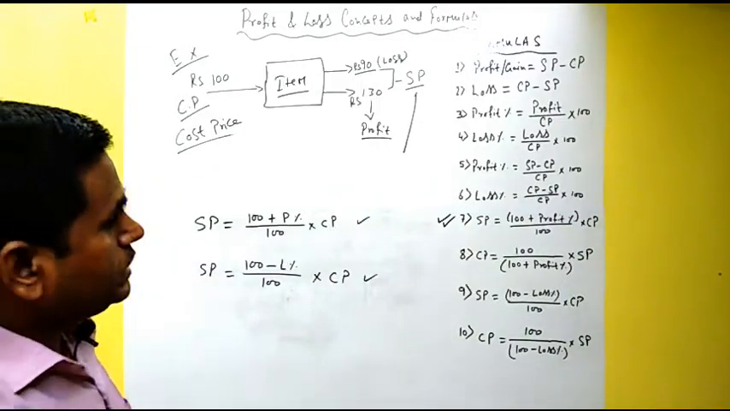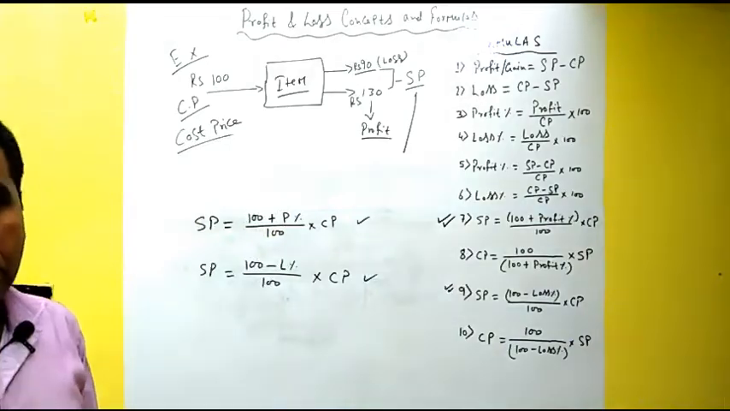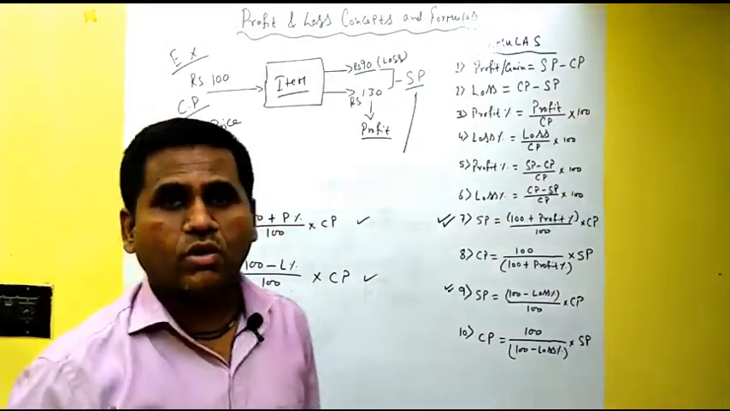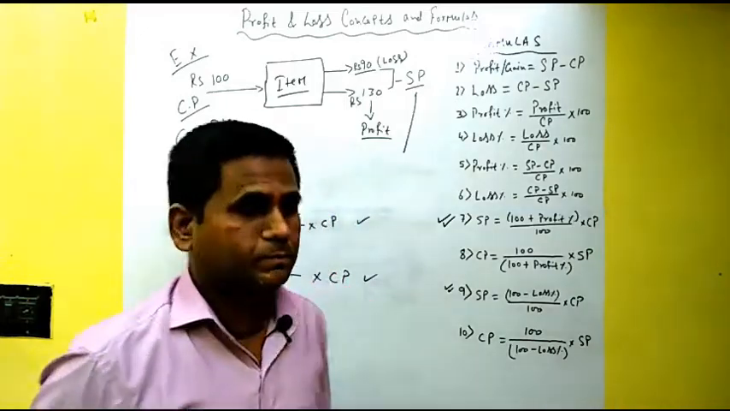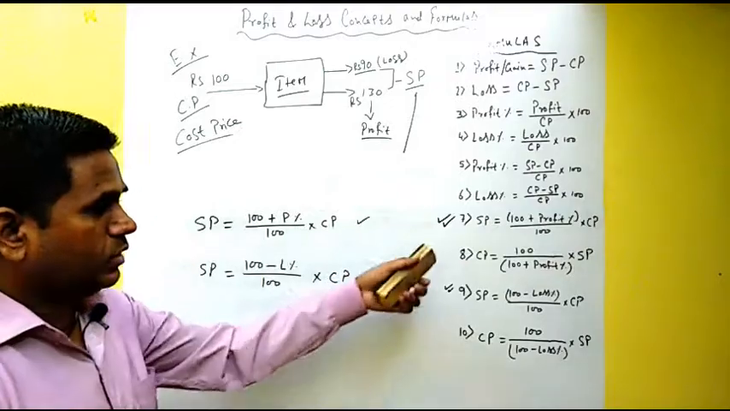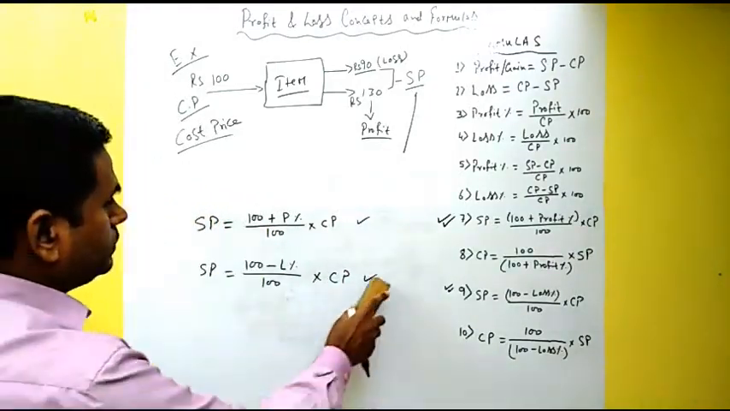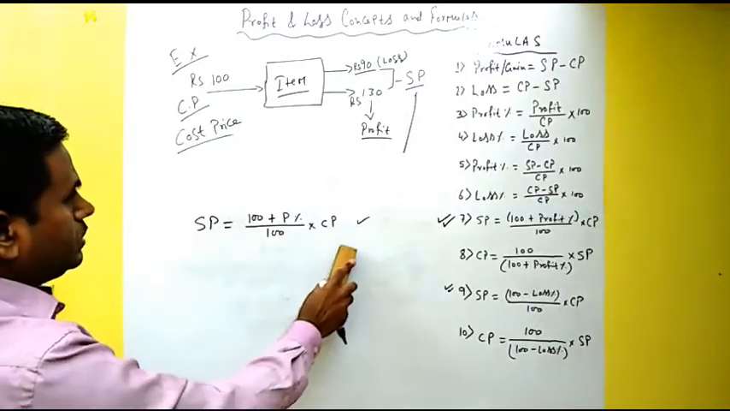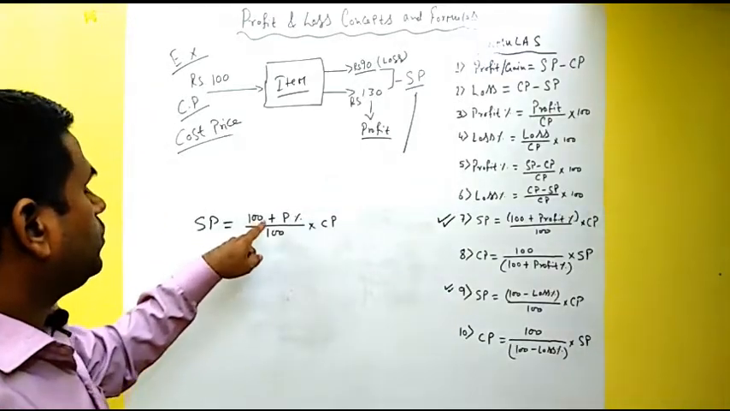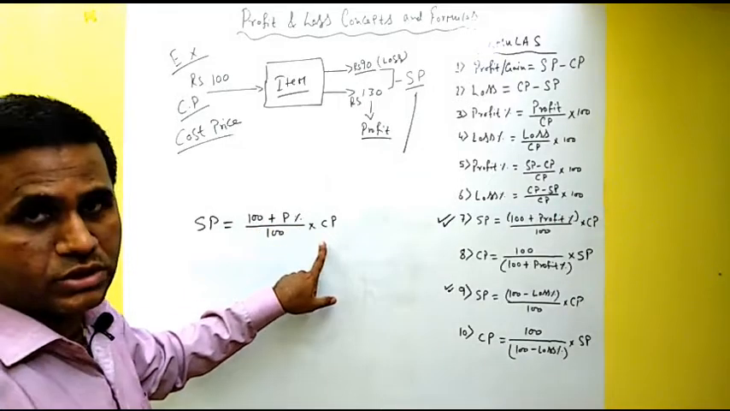Okay, so with this we have covered 7th and 9th. Now 8th and 10th is in case the question is asking you to find out the cost price and selling price is given. If you remember any of these formulas, you can derive the other formula. So suppose you remember this formula. For the time being, I'm erasing the loss one. Suppose you remember this formula: selling price is equal to (100 plus profit percent) divided by 100 into CP.